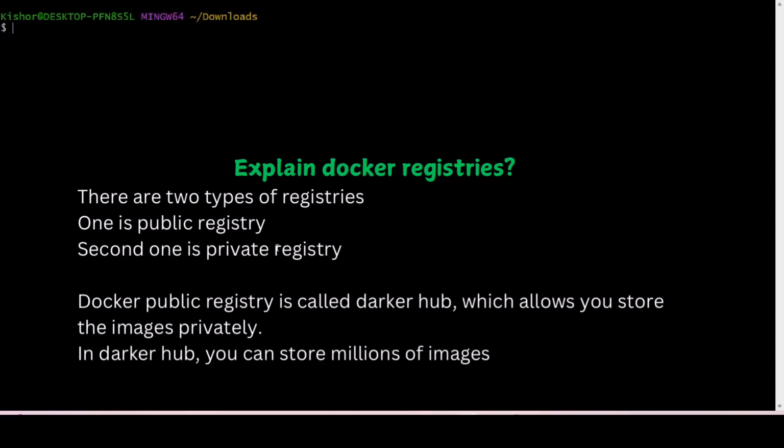Explain Docker registries. Here we have two types of Docker registries. One is public registry and the second one is private registry. Docker public registry is called Docker Hub, which allows you to store the images privately. In the Docker Hub, you can store millions of images. If you want to pull those images, you can pull.